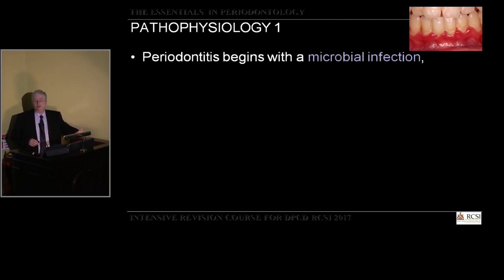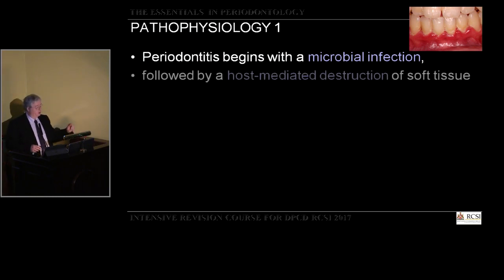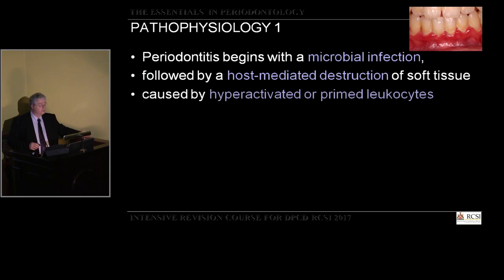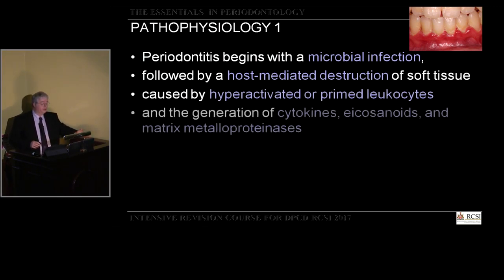Periodontitis begins with a microbial infection, followed by a host-mediated destruction of the soft tissues, caused by hyperactivated or primed leukocytes, and the generation of things like cytokines, eicosanoids, and matrix metalloproteinases.